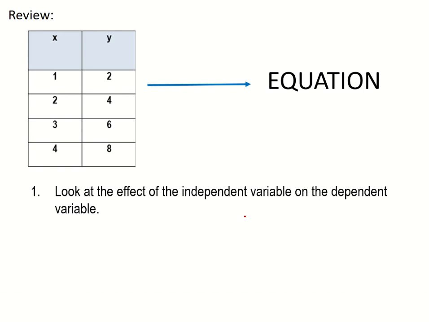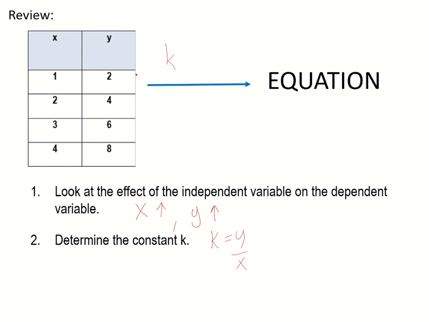Step 1, we look into the effect of the independent variable on the dependent variable. Looking from top to bottom at x here, as x increases, so does y. Then after that, we are going to determine the value of the constant k. How do we determine the value of the constant k? We simply divide: k is equal to y over x. So we divide all y coordinates by the x values.